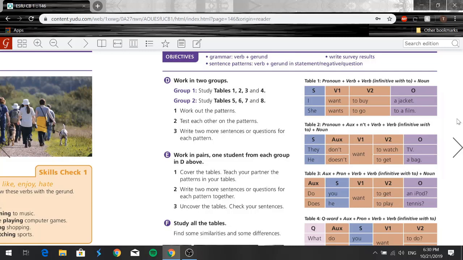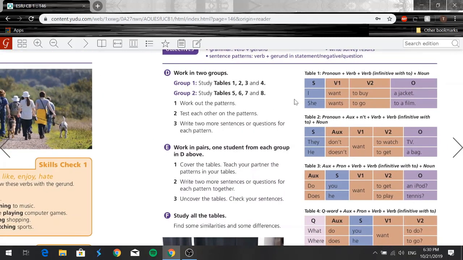So I'm going to go over all of them and then we'll move on. So we have table 1, pronoun plus verb plus the verb infinitive with to plus our noun. So we have I want to buy a jacket, right? She wants to go to a film, right? If I want to add my own sentence, I can also say I want to buy food, right? She wants to go to the theater, right?